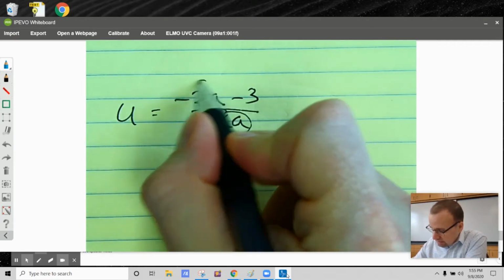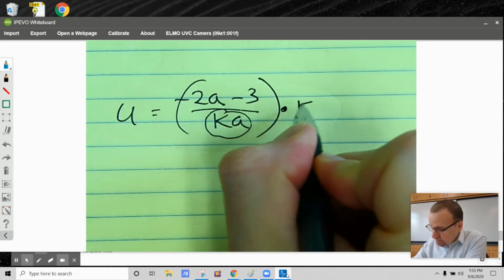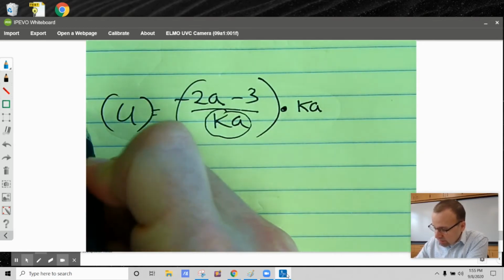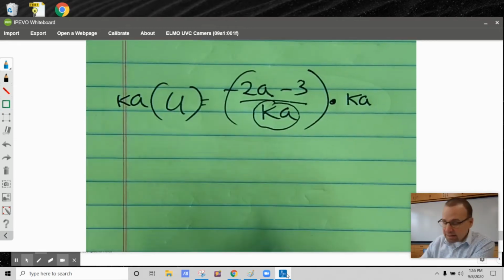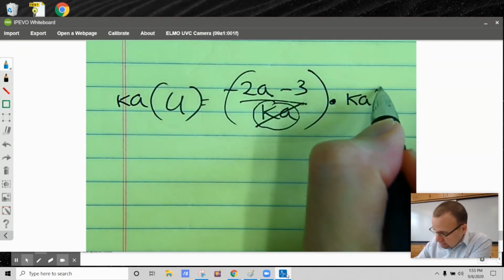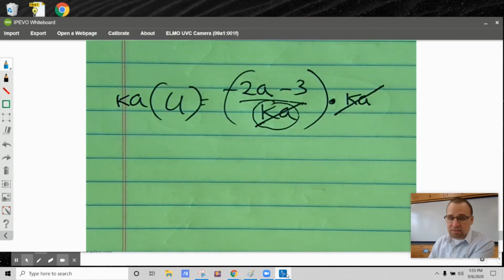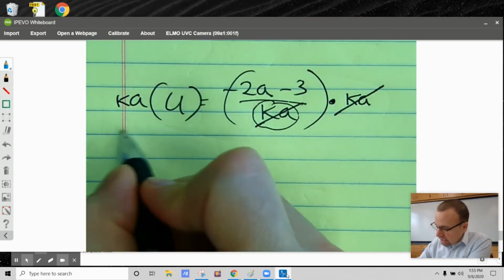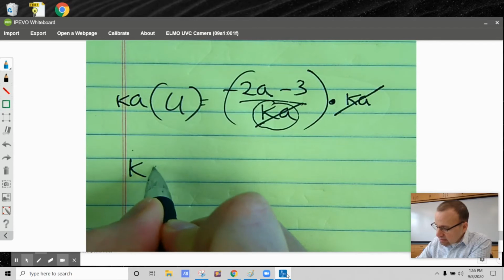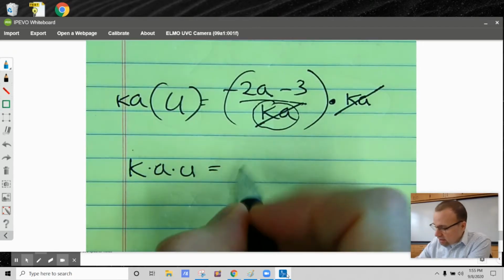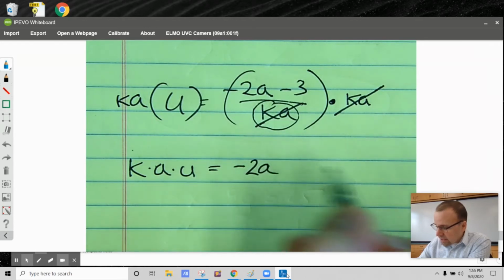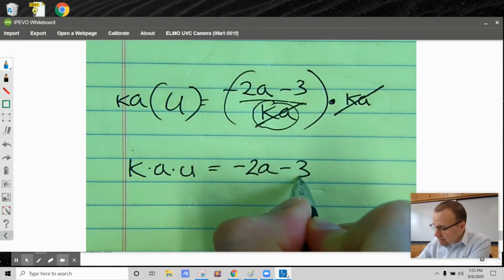And what I'm going to do is, again, multiply both sides by whatever that denominator is. And in this case, it's KA. And KA divided by KA is just 1. Okay, so I'm going to have K times A times U on that side. And then on the right side, I'm going to have 2A minus 3.